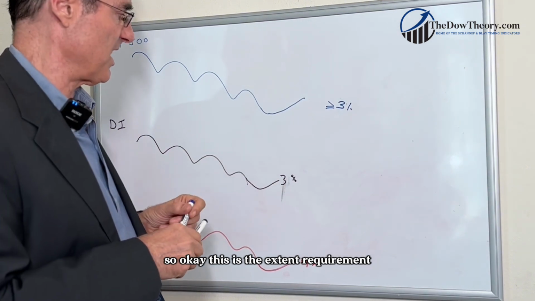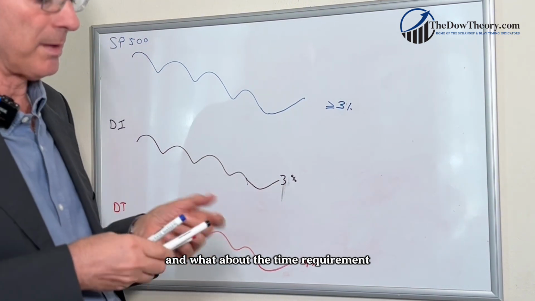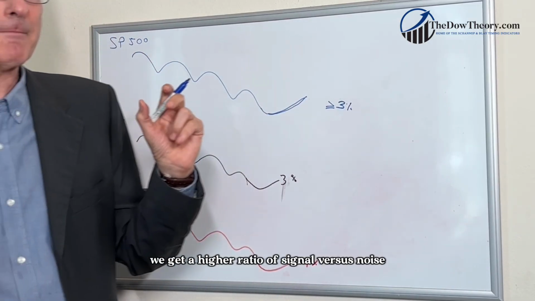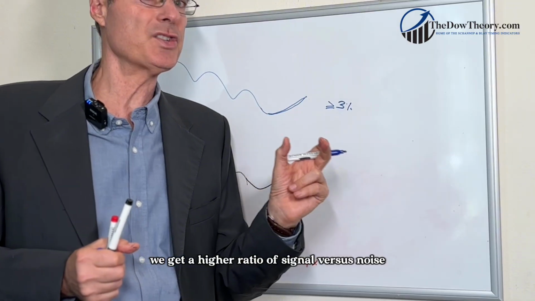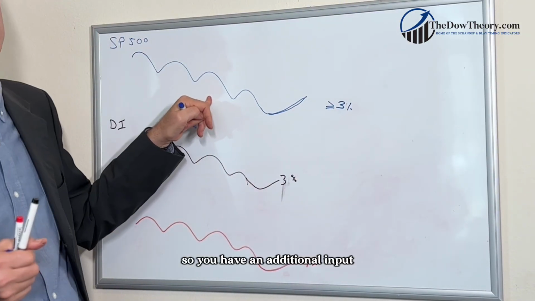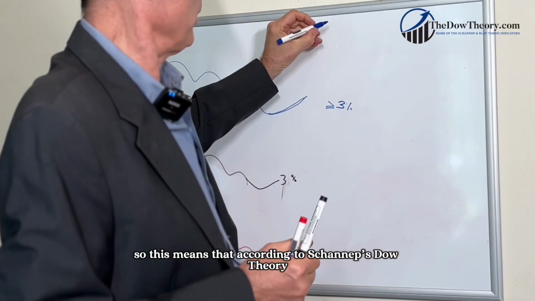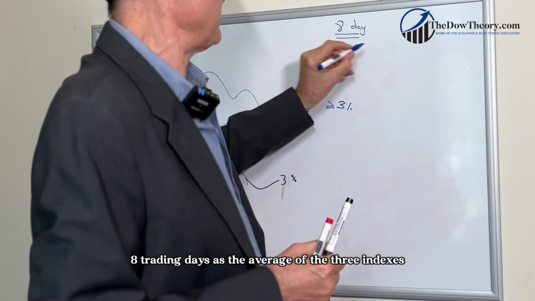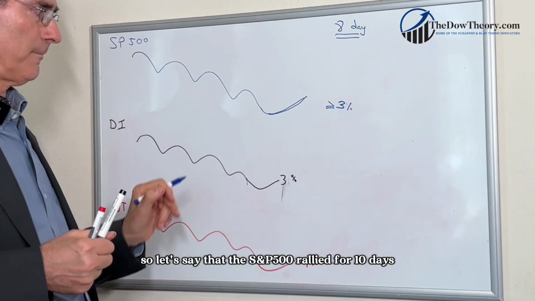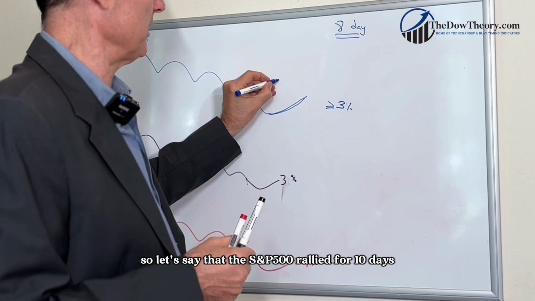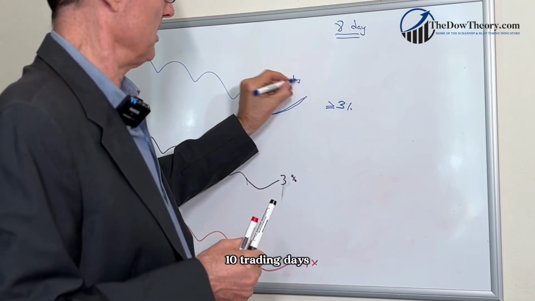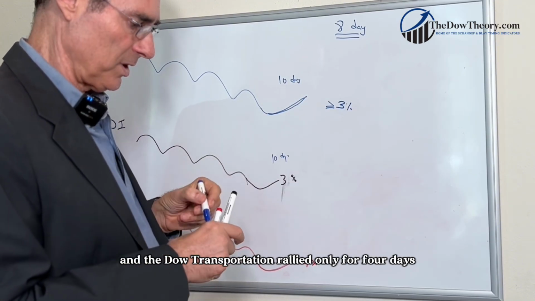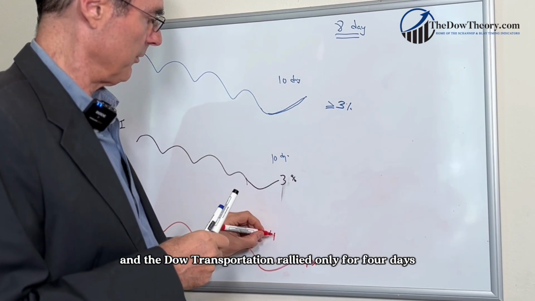So okay, this is the extent requirement, and what about the time requirement? Under Shaneb's Dow theory, given that we use 3 indexes, we get a higher ratio of signal versus noise. So you have an additional input. This means that according to Shaneb's Dow theory, we only need 8 trading days, as the average of the three indexes. So let's say that the S&P 500 rallied for 10 trading days. The Dow Industrials rallied for also 10 days. And the Dow Transportation rallied only for 4 days.